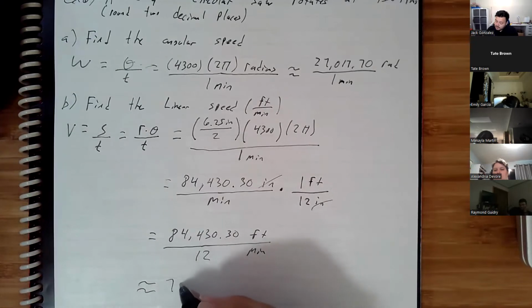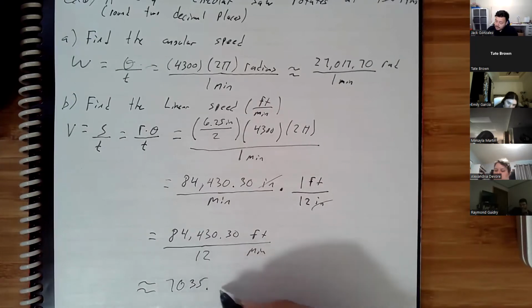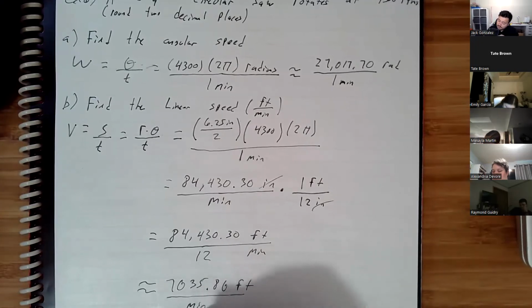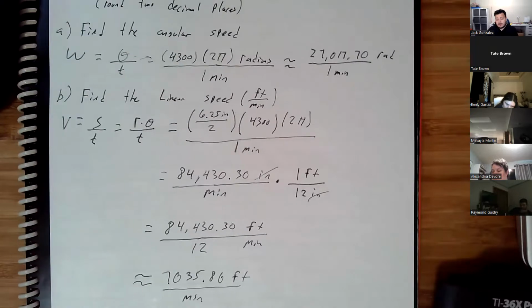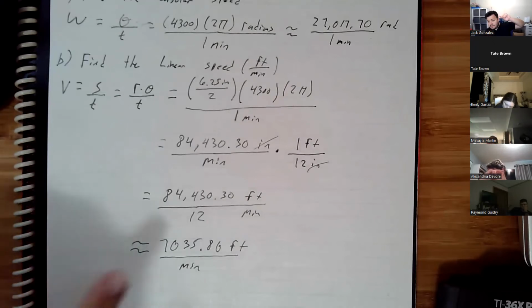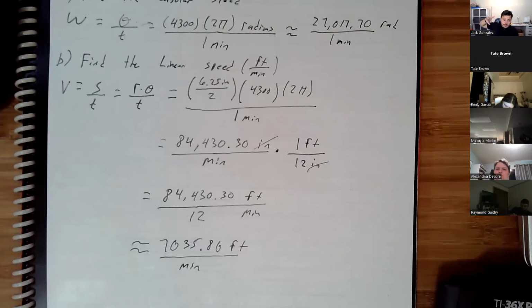So our answer will be 7,035.86 feet per minute. So that's how fast the edge of the blade is going. If you're looking at one single tooth on the blade, that's how fast it's going around. Part A was how fast it was spinning. Do you see the difference?